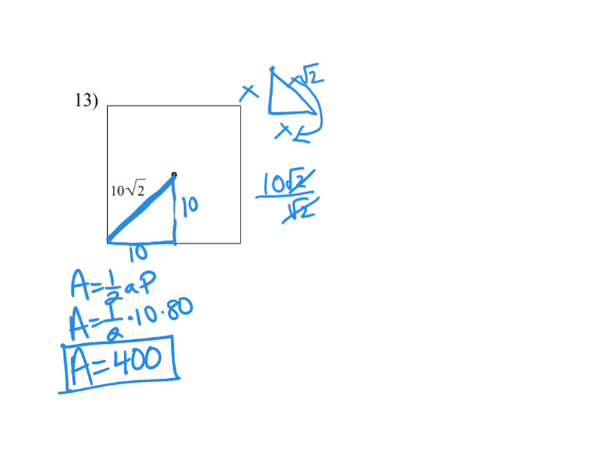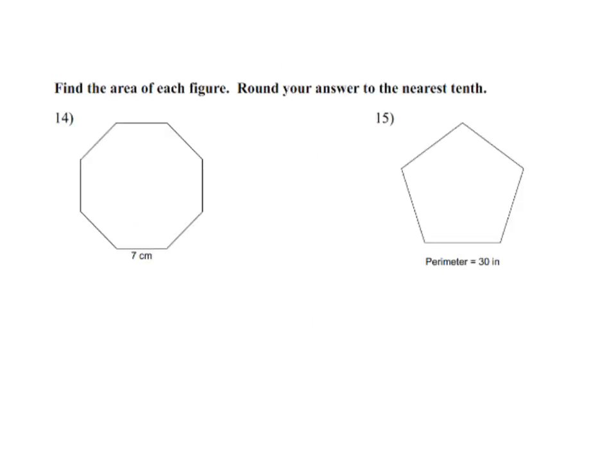Now, I do want to show you that you can do this like I did my 45, 45, 90. You could just do base times height on this, couldn't you? Because look at what would happen. This is 10, so the whole base is 20. The height is also 20. Base times height, 20 times 20. Oh, what do you know? That also equals 400. So once you get your 45, 45, 90 done, then you could use either way.